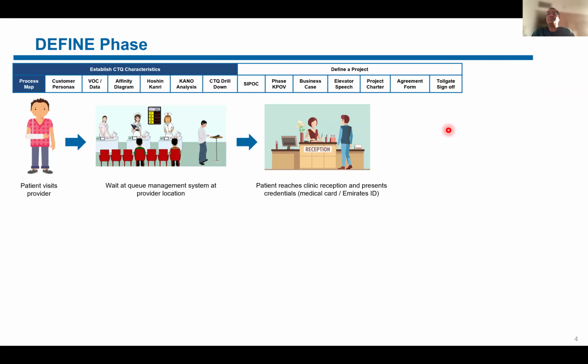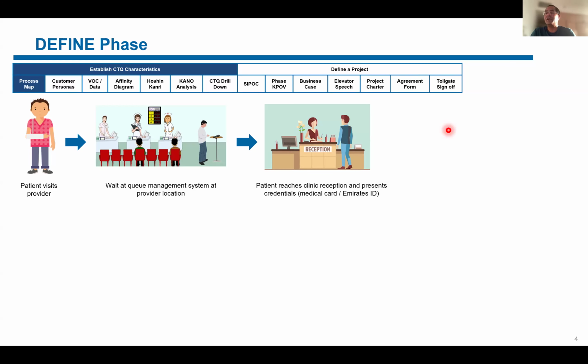So what generally happens, and this is common knowledge to everyone, when a patient visits a provider, and by provider I mean a clinic or a hospital, you generally have to wait. And by the way, I am talking of a process which is very UAE specific because I am based out of UAE. Processes are slightly different in India, so please bear with me as I quickly explain the process.